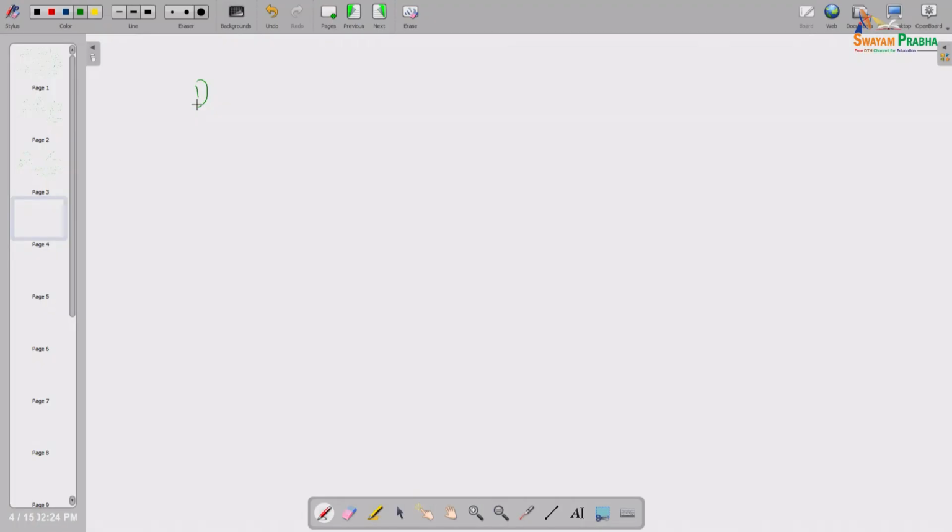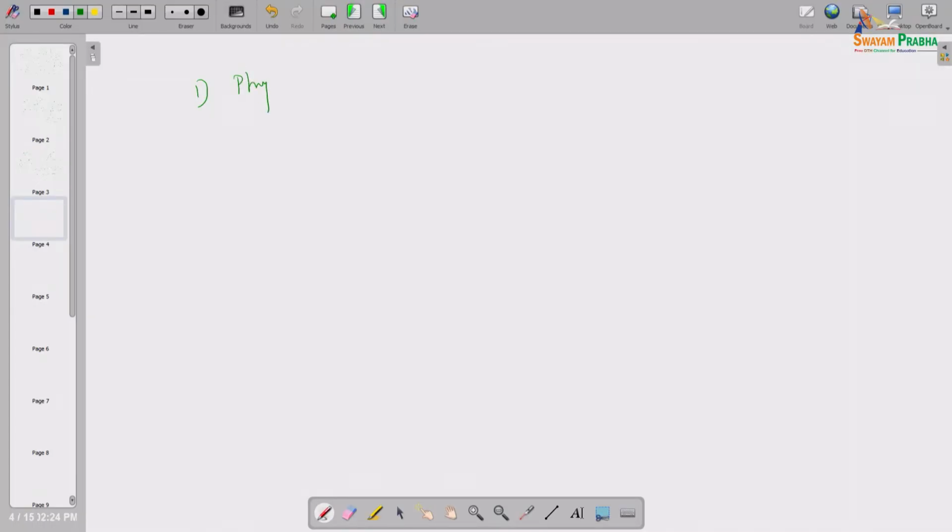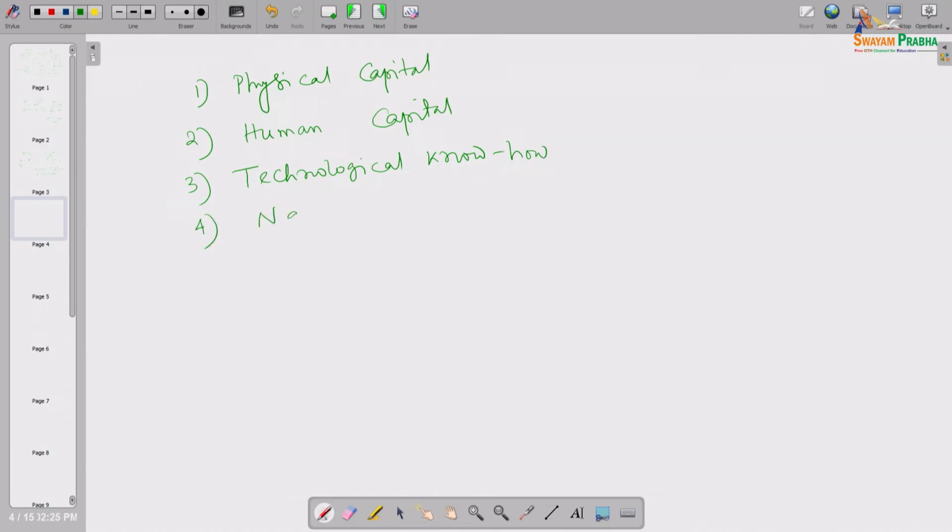Each of those factors positively contributes towards productivity, meaning under the ceteris paribus condition, if one of those factors improves, your productivity level will improve. So what are those things? One, physical capital; two, human capital; three, technological know-how; and four, natural resources.